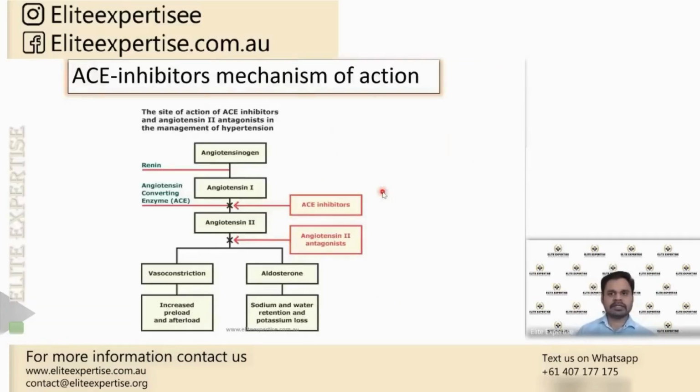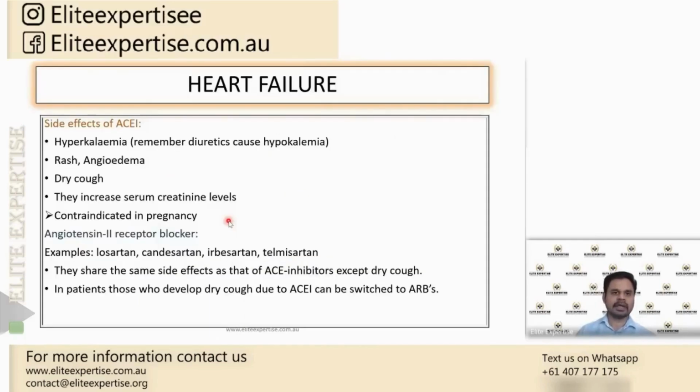Now, this is the mechanism of action of ACE inhibitors. As we all know about this mechanism, we have studied it many times. So ACE inhibitors mainly prevent the conversion of angiotensin 1 to angiotensin 2. So that's the mechanism of action of ACE inhibitors. Now, regarding the side effects of ACE inhibitors. The first side effect is hyperkalemia. They increase the serum potassium levels.